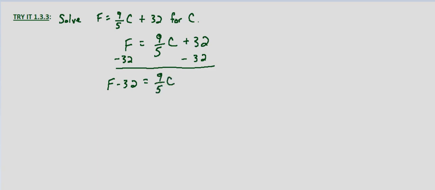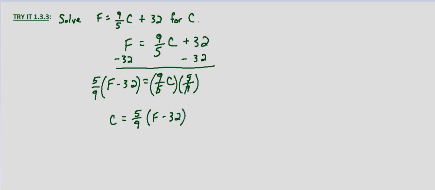Now we could go through the trouble of multiplying by 5, then dividing by 9, but we also can just recognize that this is the same thing as just multiplying by the reciprocal of our fractional coefficient, or our rational coefficient. So multiply both sides by 5/9. The 9/5 and the 5/9 cancel, and we end up with Celsius, C equals 5/9 times (F minus 32).